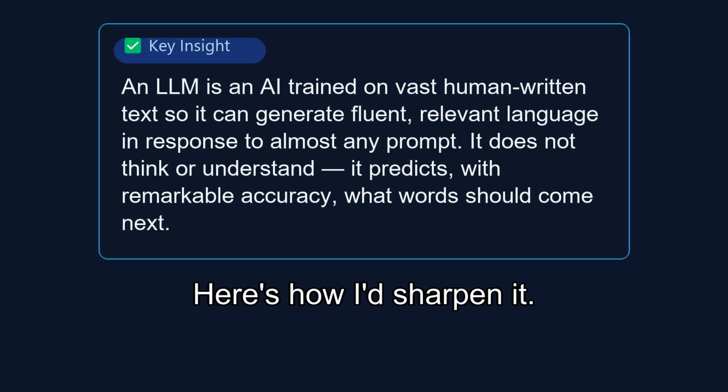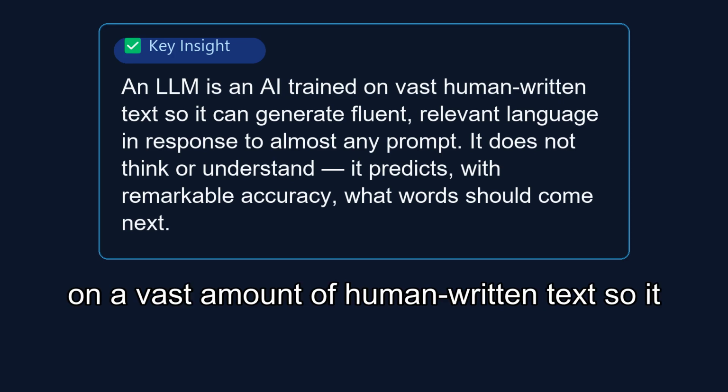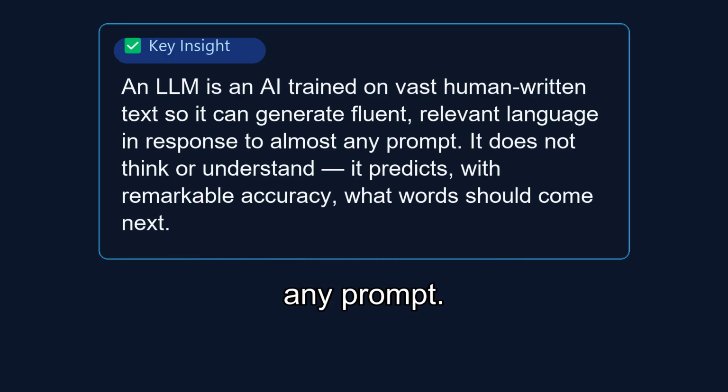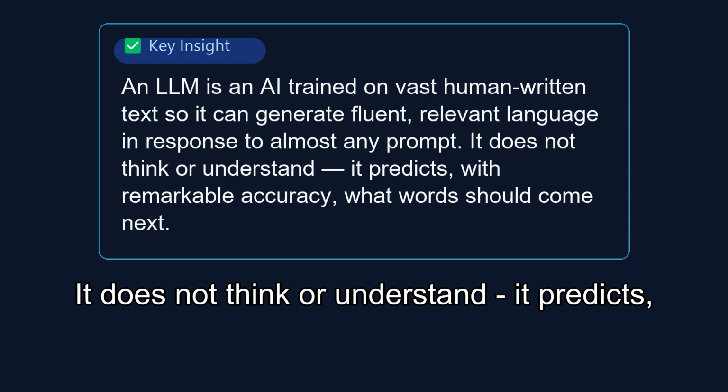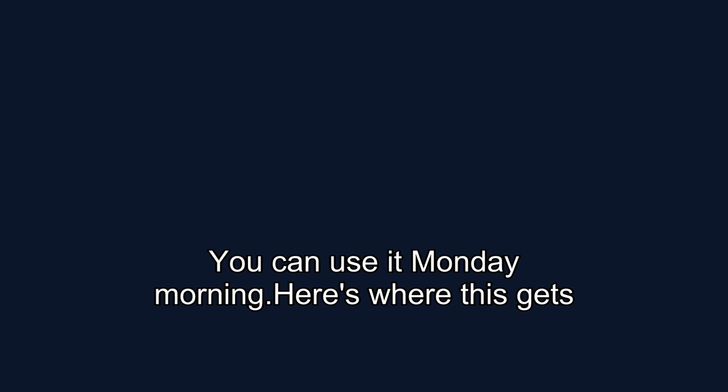That's close. Here's how I'd sharpen it. An LLM is an AI that has been trained on a vast amount of human-written text, so it can generate fluent, relevant language in response to almost any prompt. It does not think or understand. It predicts, with remarkable accuracy, what words should come next. I'm writing that down. That's the one. 2 sentences. You can use it Monday morning.